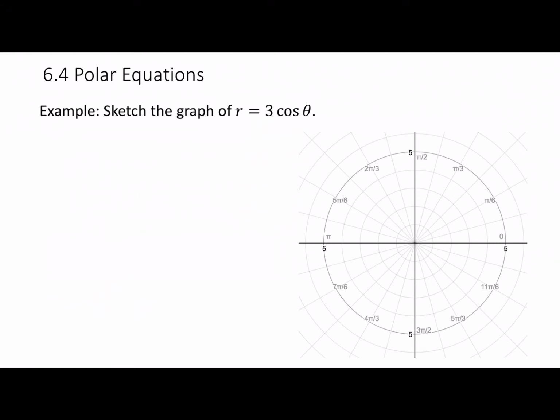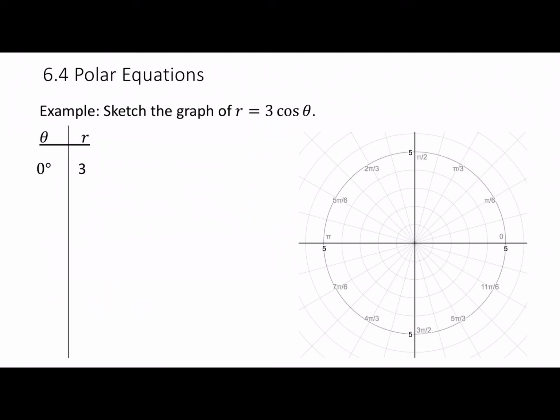All right, let's look at how we might sketch a polar equation. So a polar equation is an equation involving r and theta. So something like this, r equals 3 cosine of theta. And just like when you first learned to graph in rectangular coordinates, we're going to start by plotting points. Okay, so I want to plug in values for theta and solve for r and then plot those points.